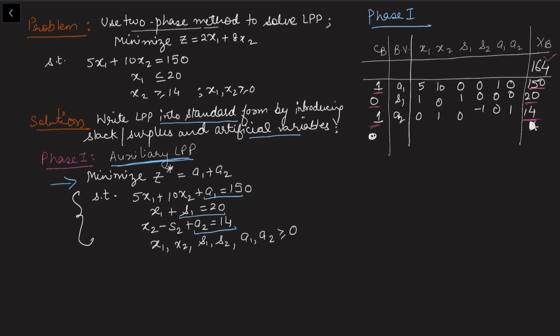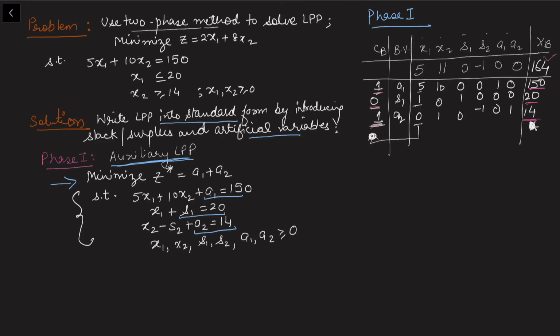Now to write Zj minus Cj, I have to take the multiplication of the column by the CB vector minus the cost of the decision variable. That cost must be taken from the current objective function, which is in the auxiliary LPP. When I multiply 5 into 1 plus 1 into 0 plus 0 into 1, that gives me 5. There is no x variable in the auxiliary objective, so the cost of the x decision variables must be taken as 0. So this first Z1 minus C1 is 5, and similarly I have calculated the others, which give these values.